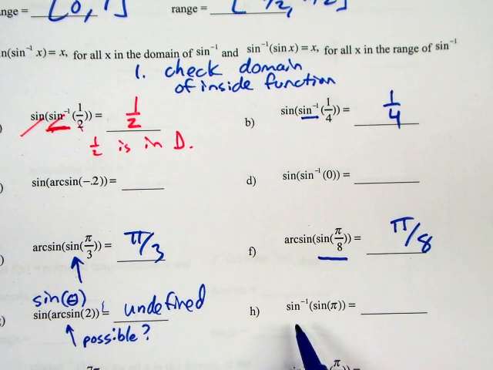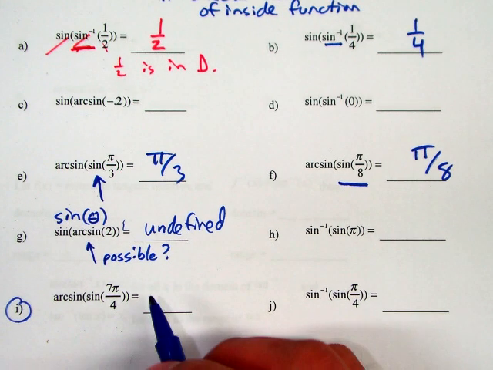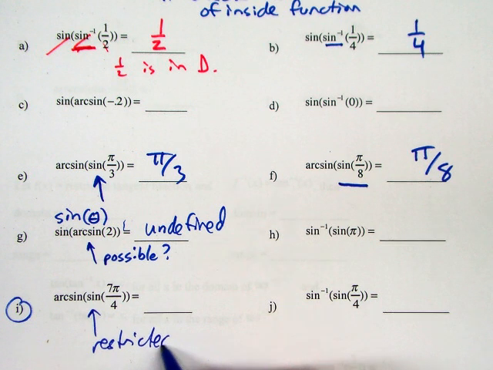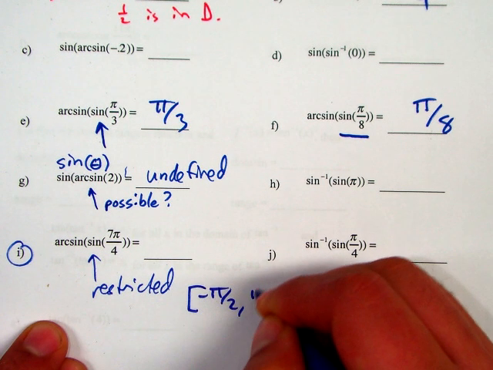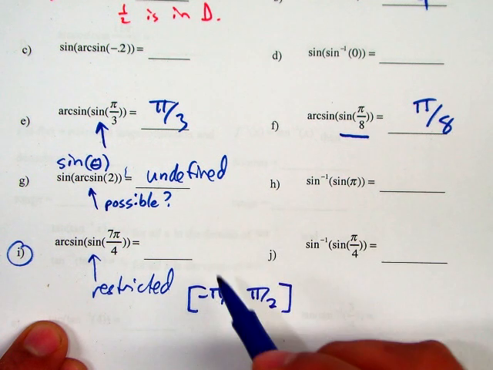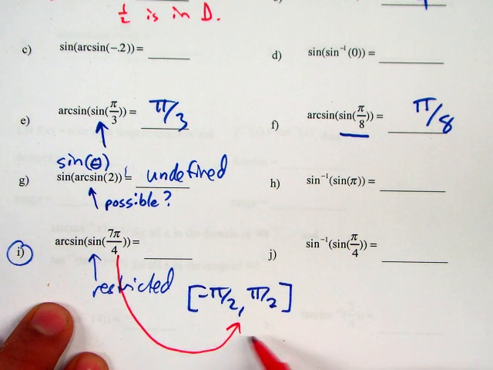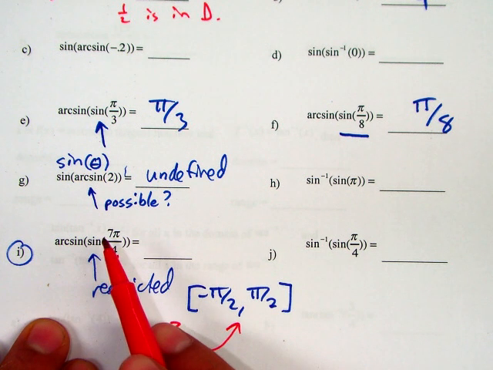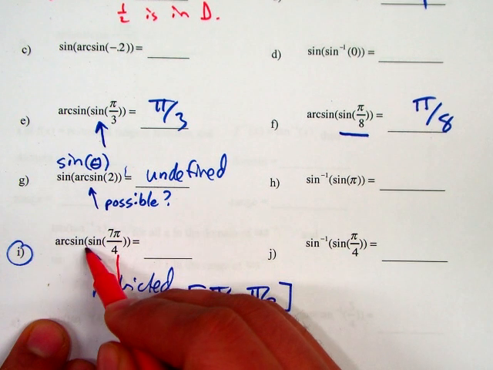Let's look at this. Actually, let's look at I. This will be a good one. Okay, so here we have restricted sine again on the inside. And the domain was from negative pi over 2 to pi over 2. And now the question is, is 7 pi over 4 between these two numbers? Okay? And we see that that's not true. This is way too big. So just like before, we try to figure this out if possible first.